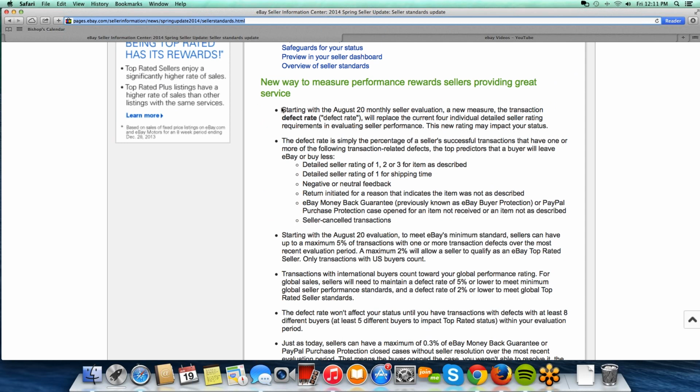So this first bullet point right here says, starting with the August 20th monthly seller evaluation. This was for 2014, so this is already passed. A new measure, the transaction defect rate, will replace the current 4 individual detailed seller rating requirements in evaluating seller performance. Now, what that means, guys, is they used to have a different way to measure what kind of standing your account was in, but they've changed it to use the defect rate. So that's all that's saying. The defect rate is the new standard, okay?